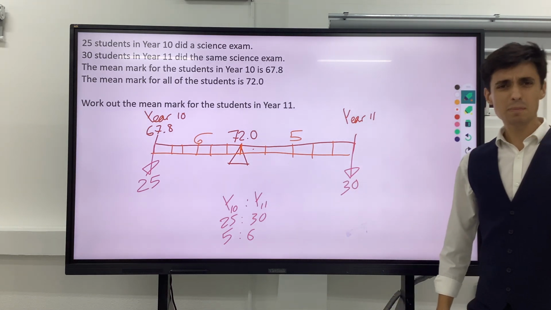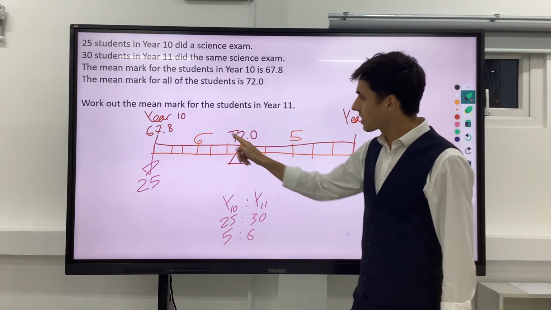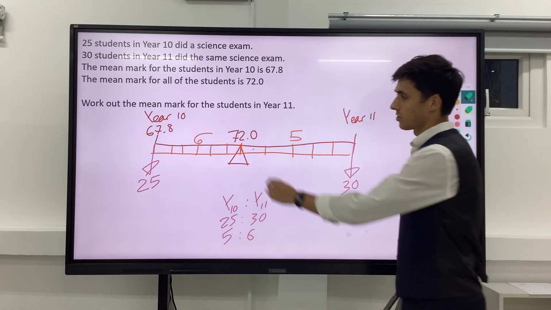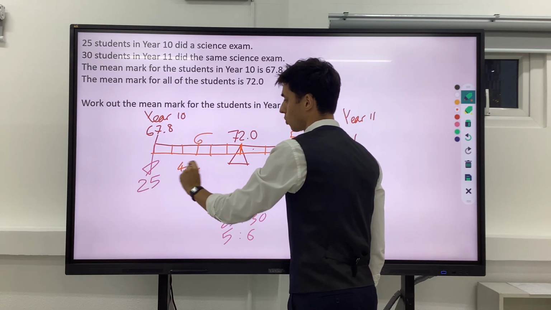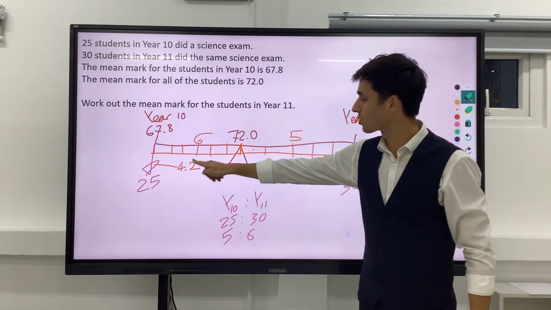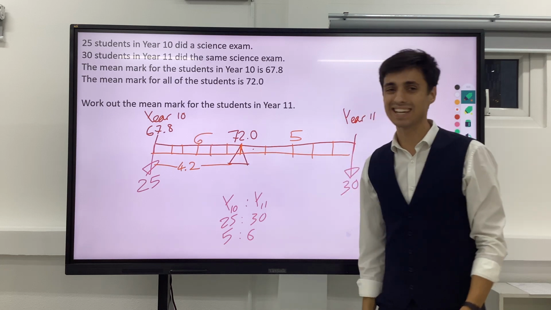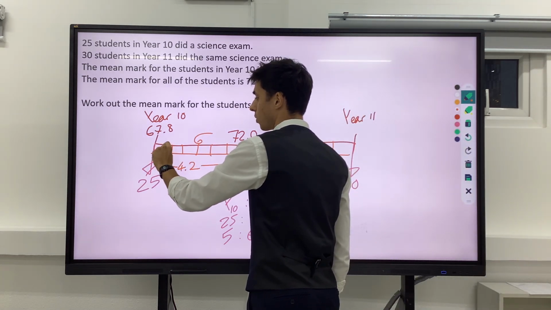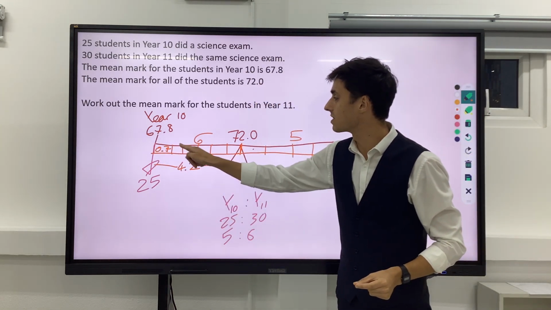Next step then, this is maybe a bit more tricky in this example, because here look, we've got from 67.8 to 72. So 67.8 to 72, that's a distance of 4.2. This distance here, and that was 6 parts of our ratio. So 4.2 divided by 6 is 0.7. So I'm just going to fill this in one box, but each of our blocks of our ratio should be 0.7.